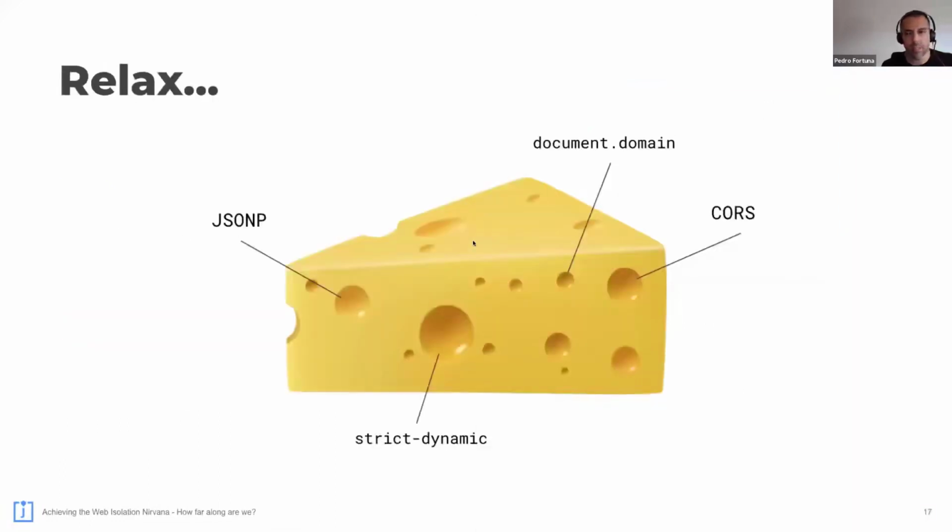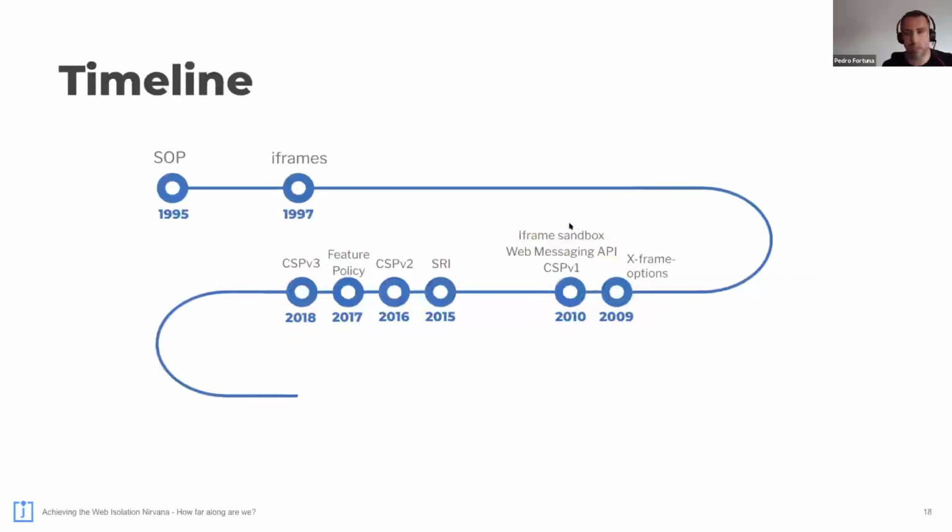So the problem with these isolation and defense mechanisms is that people will fight them and will push for ways to relax them into what they need to make the application work. Things like JSON-P and CORS are good examples. But if the isolation mechanisms were more granular and configurable, perhaps we wouldn't feel the need to open holes in these protection mechanisms. So here's the timeline of these features.